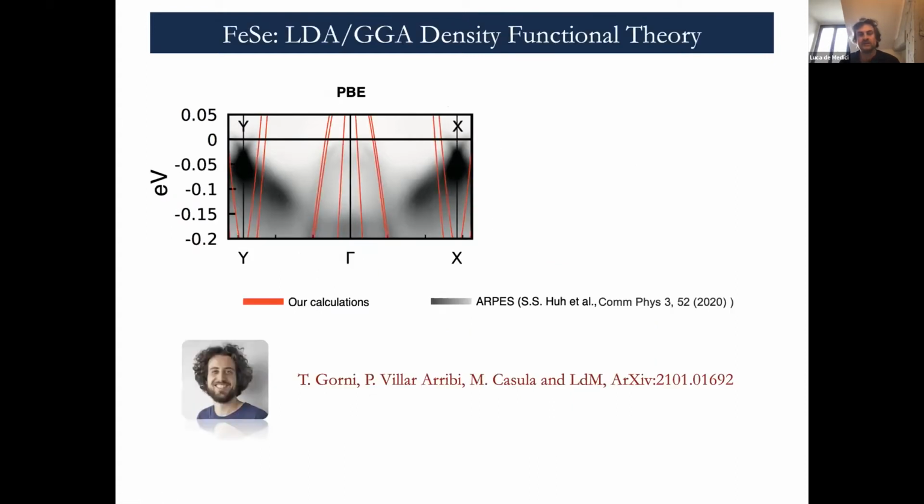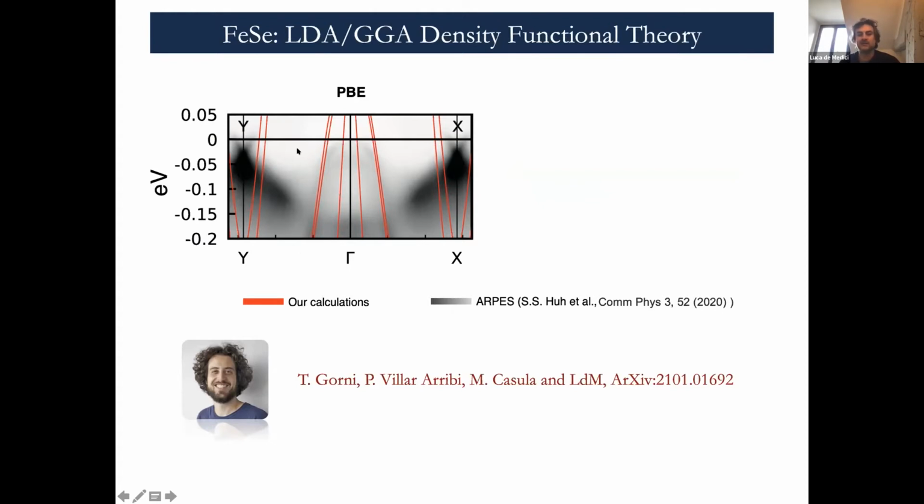So the main thing to be understood right away is that although DFT gives the right topology, it by no means gives the right bands. Here we're just putting any calculation that you can do. PBE is GGA, but it could be LDA. Bands are way too dispersive.